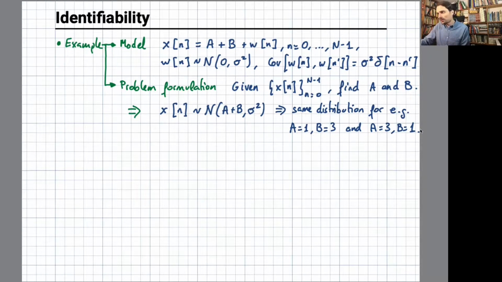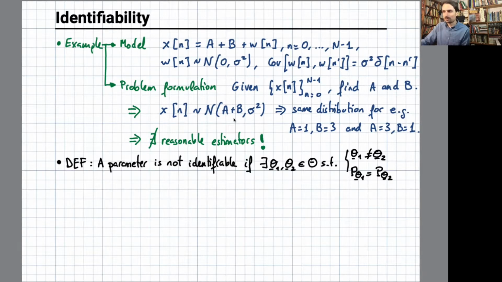So this is essentially saying that there's no statistical way of obtaining the value of each of these parameters separately. There's no way in the world we can come up with a reasonable estimator for A standalone or for B, even if we are given an infinite number of samples. So in this case, we say that these parameters are not identifiable.